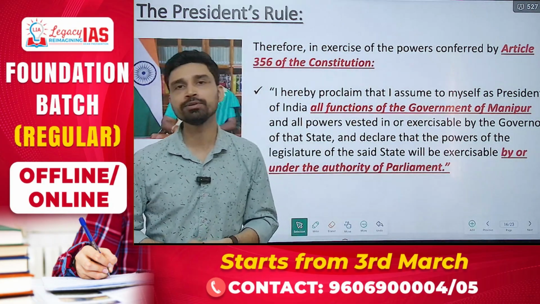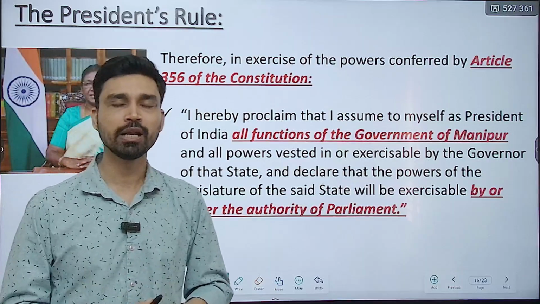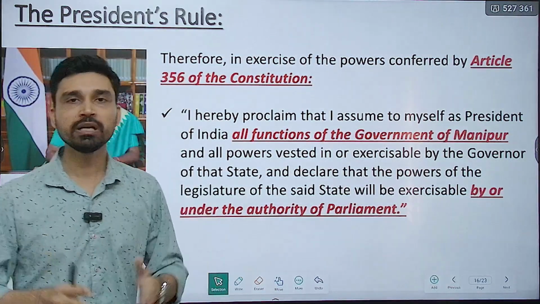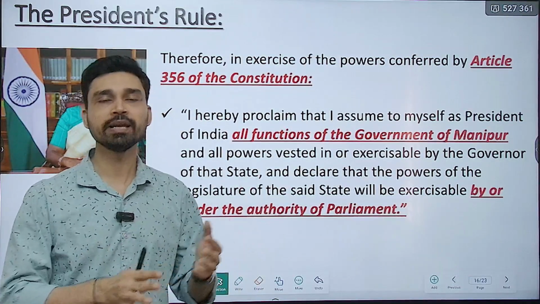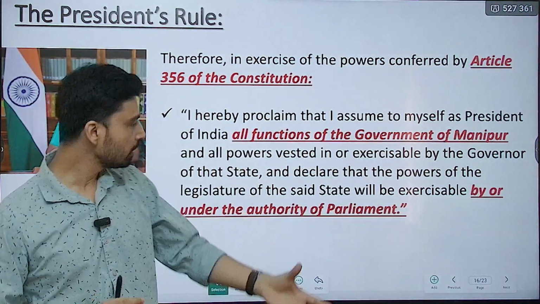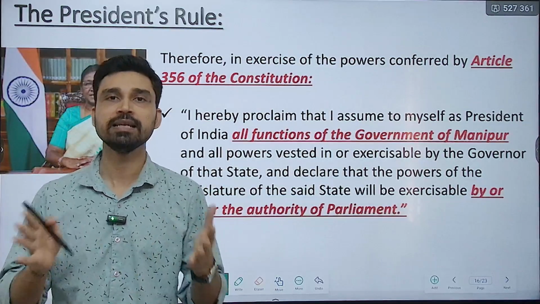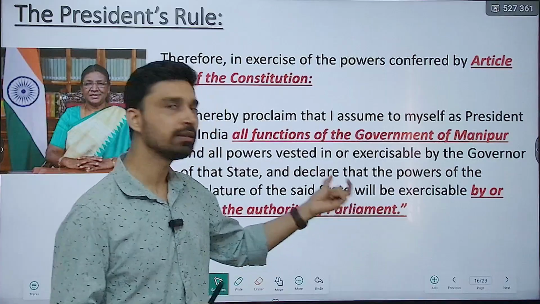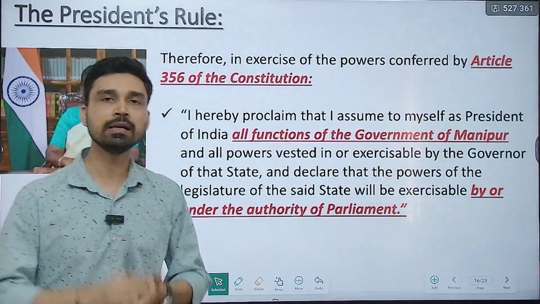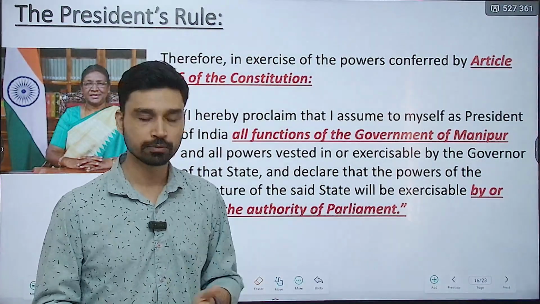In effect, when President's rule is imposed in a particular state, what happens? The power that is generally vested in the state government is transferred to the central government. Similarly, all the power that is vested in the legislature or legislative assembly of the state is then exercised by the Parliament of India unless and until the President's rule is revoked.